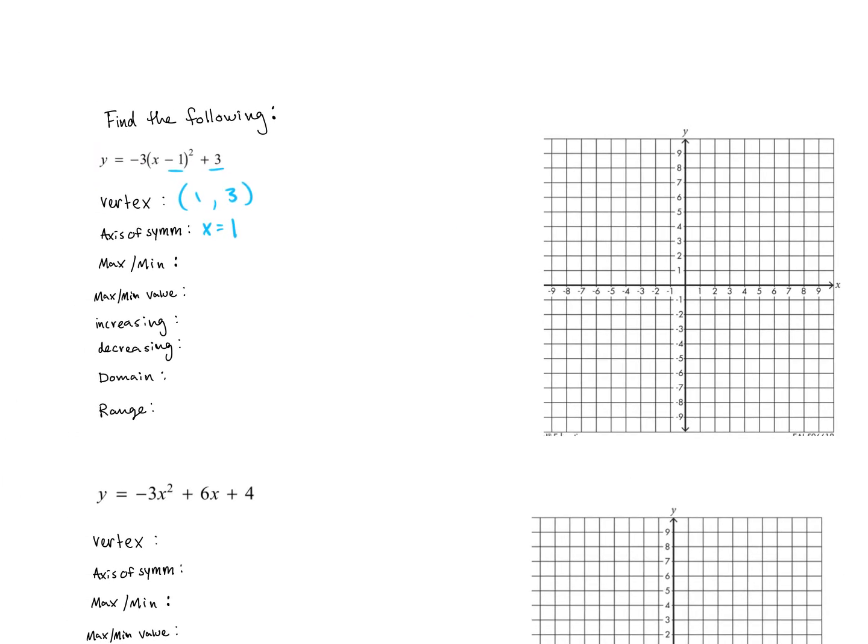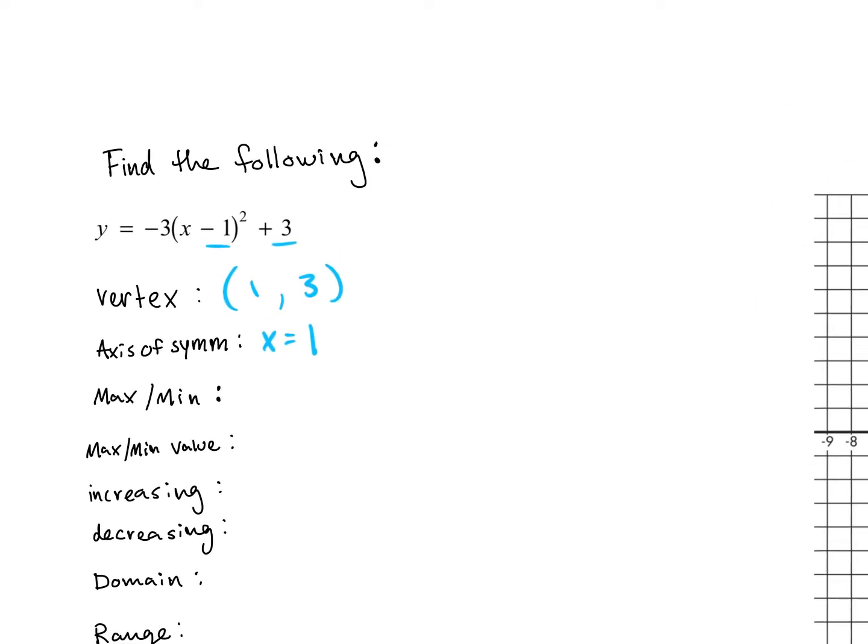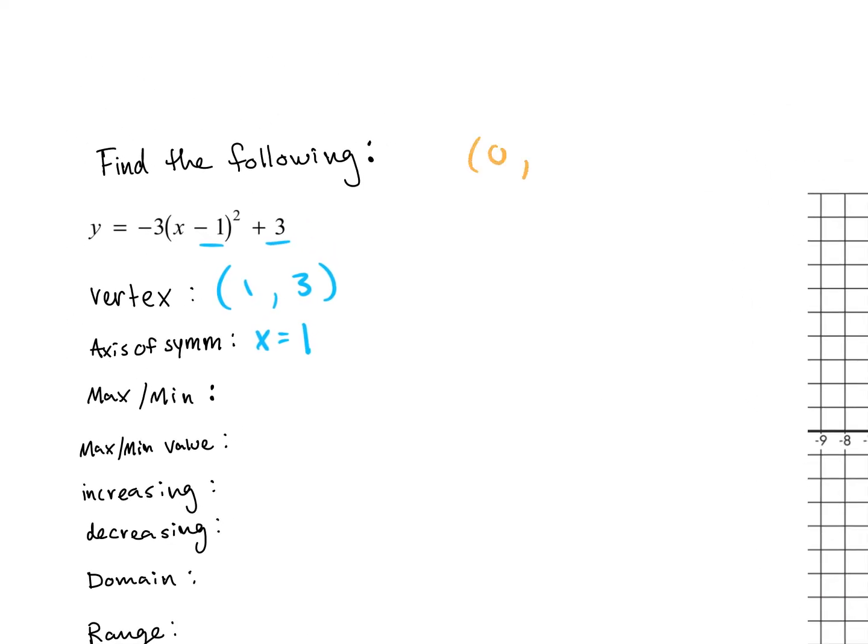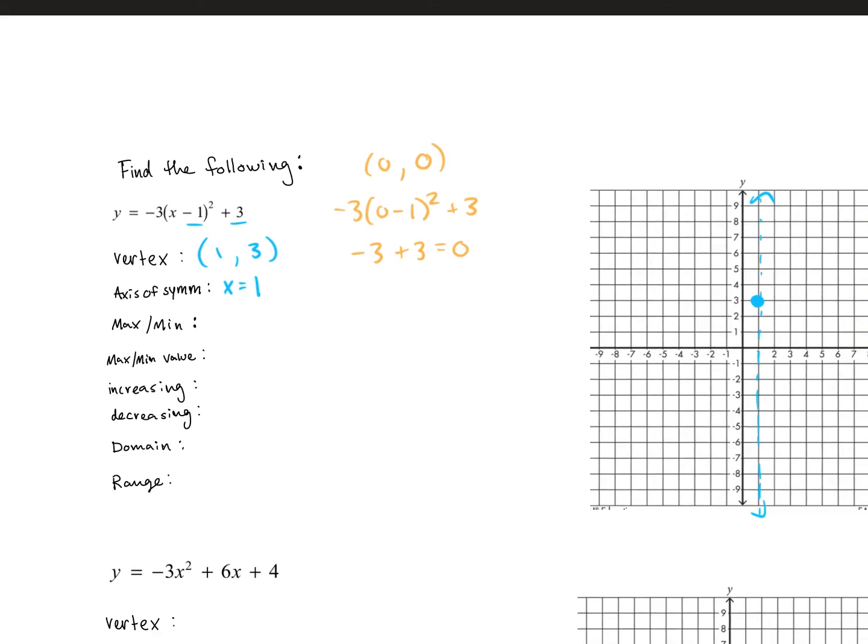I go to the right 1 and up 3. Put a dotted line right through it. How can I find another point on my graph? I can plug in a value for x. I can't plug in 1 for x because 1 is already the vertex, so let's plug in 0 for x. So I have -3 times (0 minus 1) squared plus 3. So -3 plus 3 would be 0. So my other point is 0, 0.